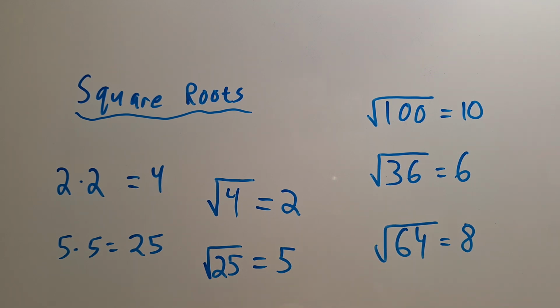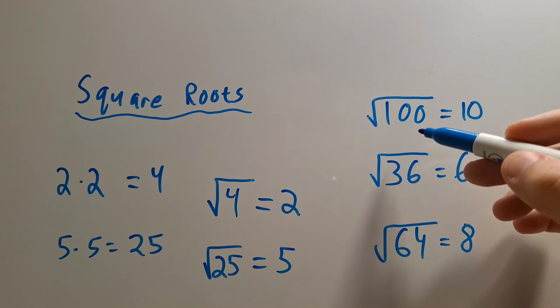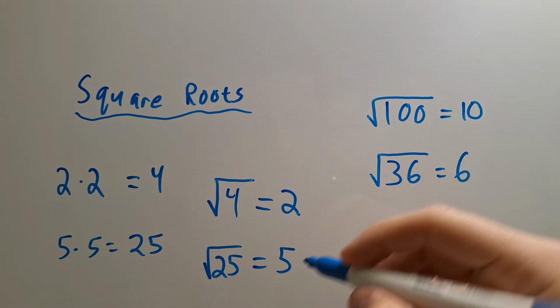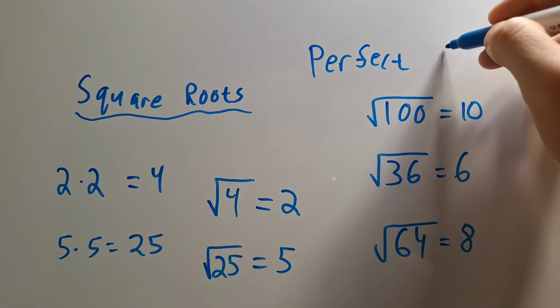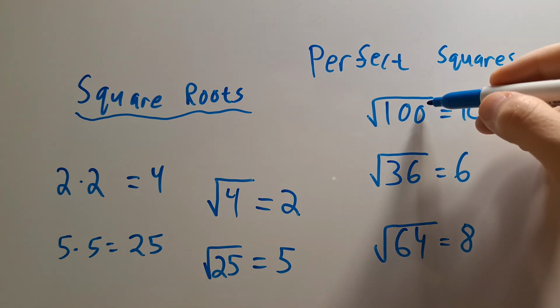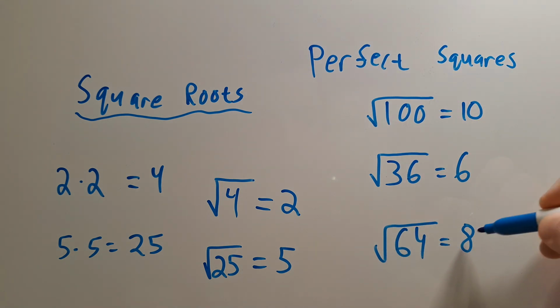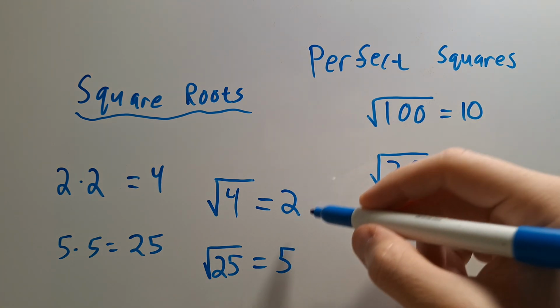We'll talk about negative square roots in a later video, but for this case, we're talking about positive square roots. What number, when multiplied by itself, will give me, in this case, what's known as a perfect square? So 4, 25, 64, 36, 100, those numbers are what are known as perfect squares, because we're taking the square root of a number, and then we get a positive whole number for that answer.